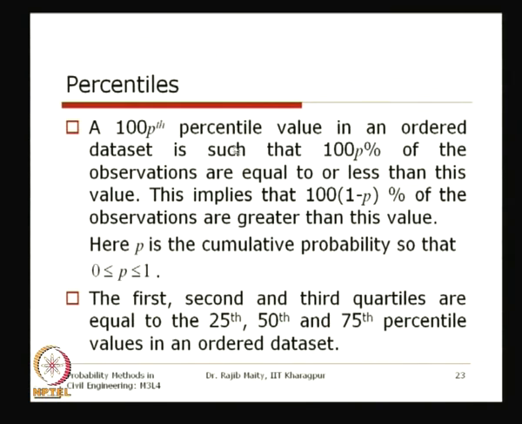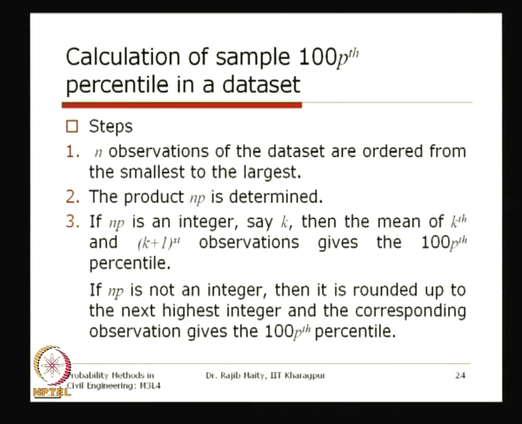Now if we want to see the quartile with respect to the percentile, it is very easy to compare: the first, second and third quartiles are equal to the 25th, 50th and 75th percentile values in an ordered data set respectively. So the first quartile is nothing but the 25th percentile, the second quartile is the 50th percentile, and the third quartile is the 75th percentile. If we want to present this in a graphical way, it can be done through a box plot.